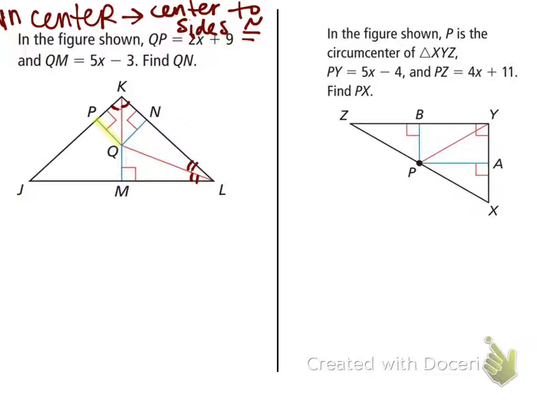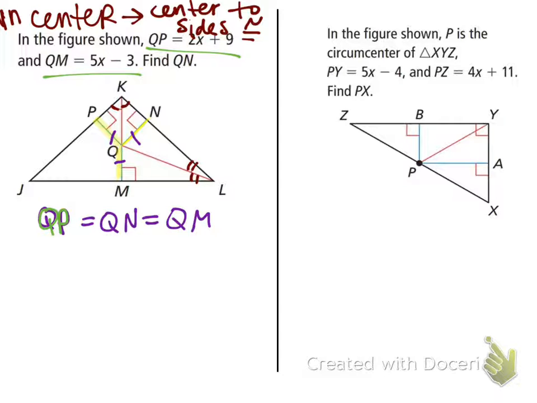QP is going to be congruent. It goes from the incenter to the side. QN is going to be congruent. And then QM is going to be congruent. So I know they're all the same. I know that QP is equal to QN and equal to QM. I know they're all the same length. But I was given QP, right, 2x plus 9. I was given QM, and they want me to find QN.